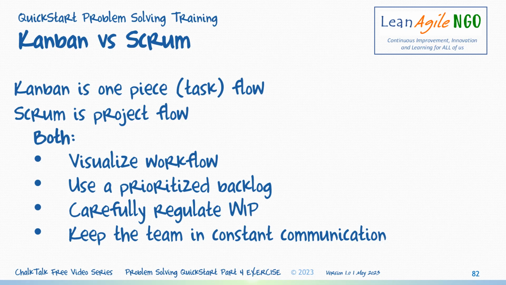Before moving to scenarios 2 and 3, let's take a look at the basic similarities and differences between Kanban and Scrum. Both Kanban and Scrum visualize workflow, use a prioritized backlog, and carefully regulate the amount of work in process to ensure the work flows steadily and the team doesn't get overloaded with work backing up, causing delays and quality problems. Kanban is essentially one-piece workflow, where teams maintain a steady workload, and every time they complete a task, they pull a new one from the backlog, which keeps the daily work in process at a manageable level.